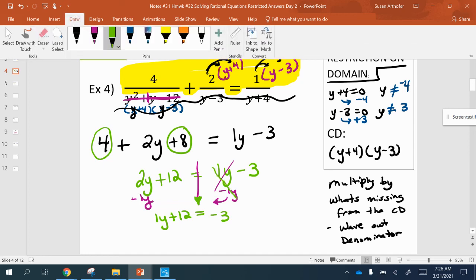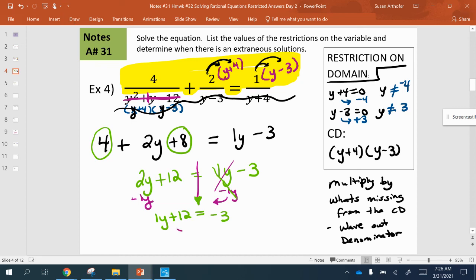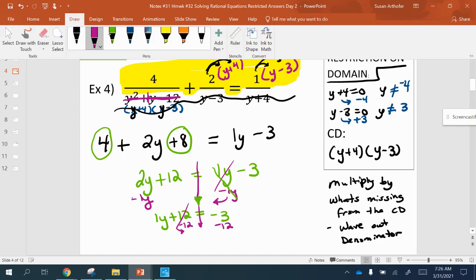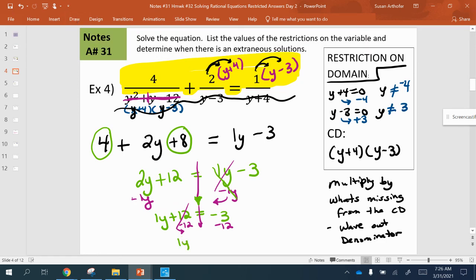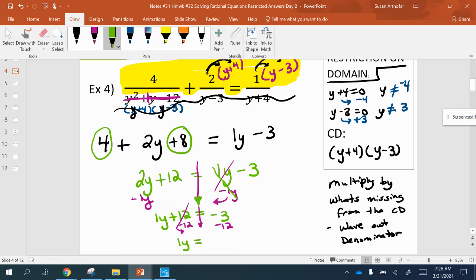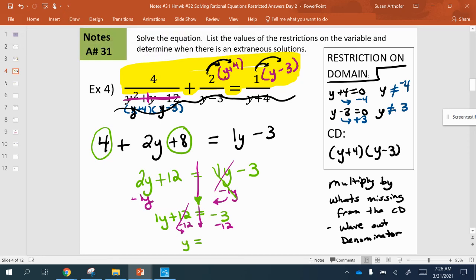Now I have to pop the 12 over to the other side so I can get the numbers together. So I would need to subtract 12 to both sides. So 1y, or just y. Don't we write just y there? Just y, right? Negative 3 minus 12 more is negative 15. Check. Is that one of the numbers that we're not allowed to use? Nope. So we're good. So y equals negative 15 is our final answer.